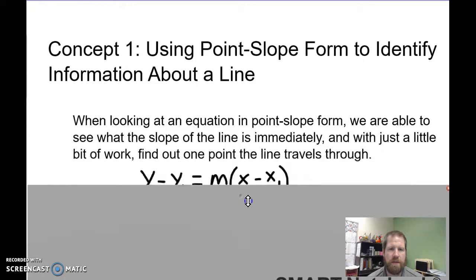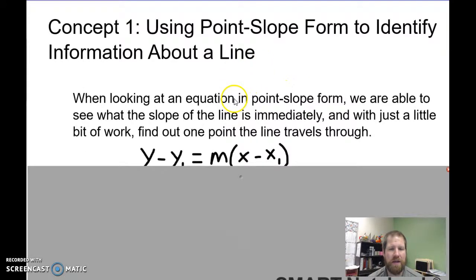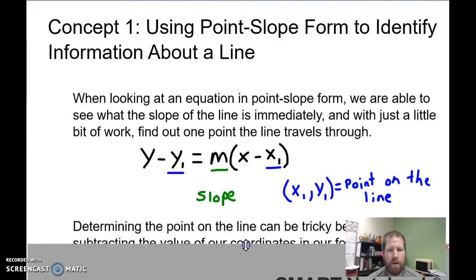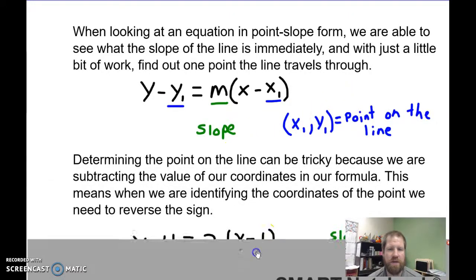Our first concept is using point-slope form to identify information about a line. So that's finding that point and the slope. So when we're looking at this point-slope form equation, we can find the slope, just like in slope-intercept form. We've got m as our slope right there, and then we're going to have a point on the line. Now the slope is right there. We can see it right from the start. The point on the line, there's a little bit more we have to do to get that. It's pretty simple, but it's also something that you can make mistakes on pretty easily.